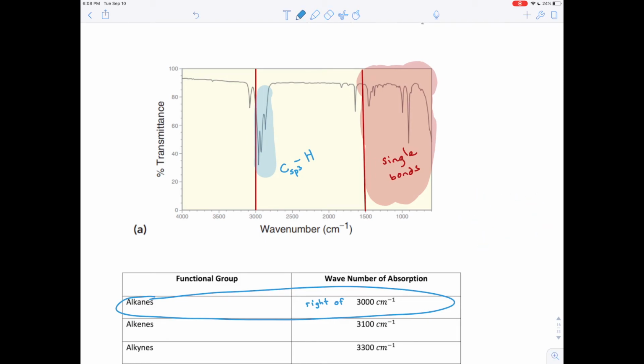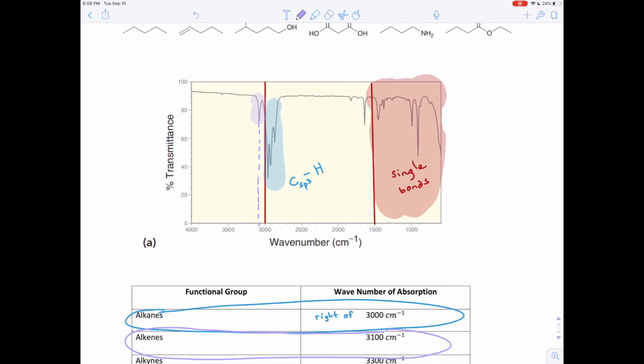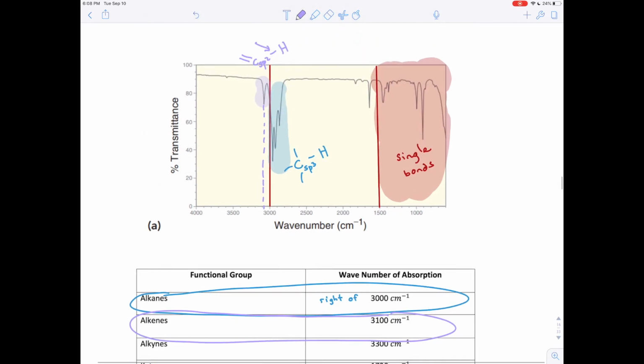Okay, we have another dip, and this dip is just to the left, this dip here. In fact, that dip, if you follow it down, is at around 3100. 3100 is a sign that you have an alkene. This is a bond between a carbon that's sp2 hybridized and hydrogen. So this carbon is involved in some sort of a double bond, whereas this other carbon has all single bonds. But it's this bond right here between the carbon and the hydrogen that's casting the shadow.